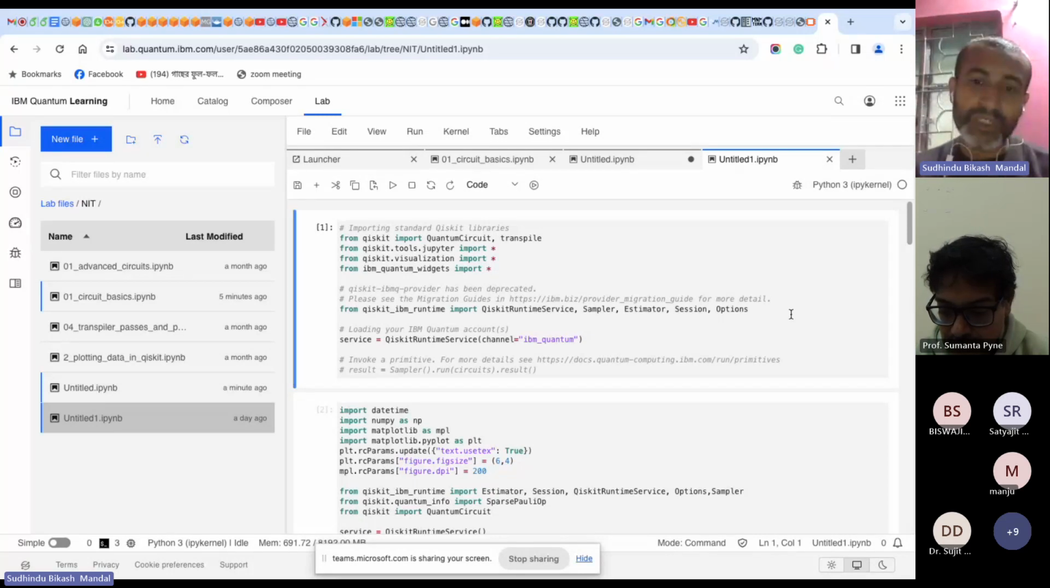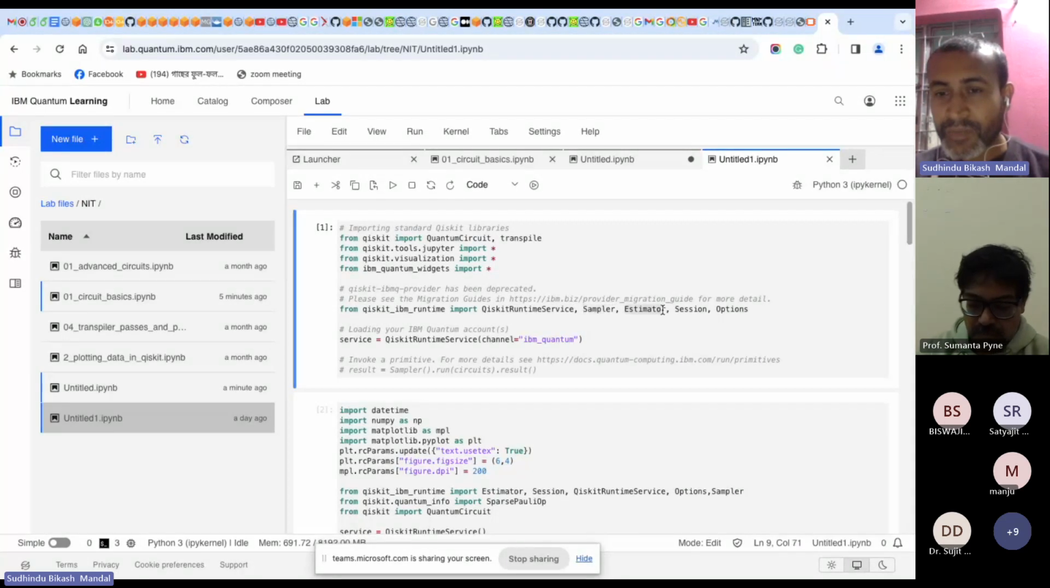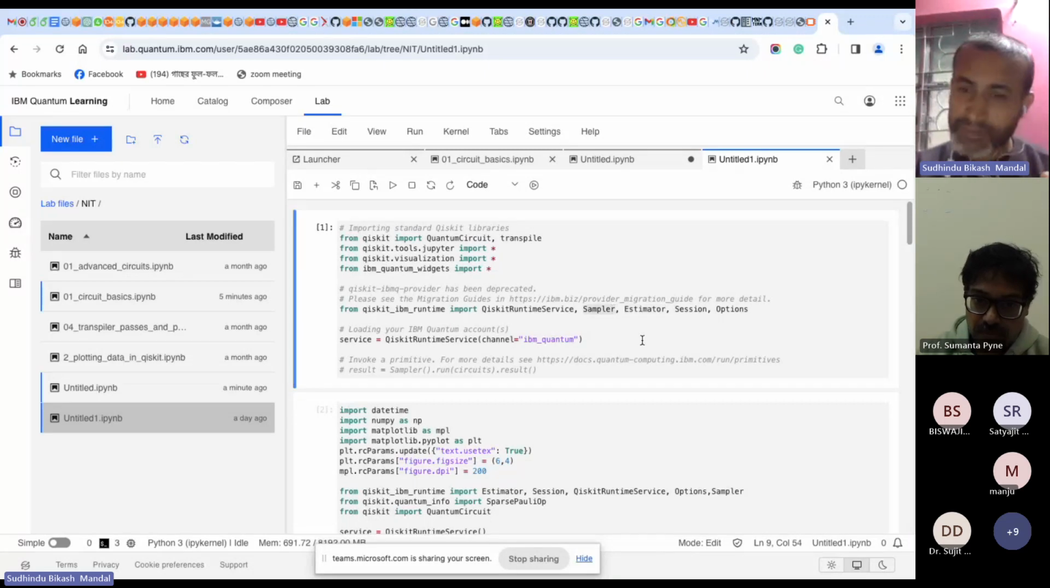But if you want to test locally in a noisy, real-hardware-like environment, then you can make a noise environment, for which you require the Qiskit Runtime Service. Qiskit Runtime Service is quite different from your normal Qiskit service, because it gives you two primitives: one is Sampler, another one is Estimator. If you want to get an expectation value, then use Estimator. If you want to get the probability outcome, then you have to use Sampler.